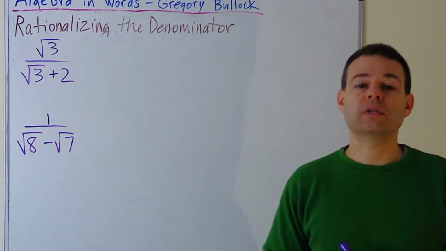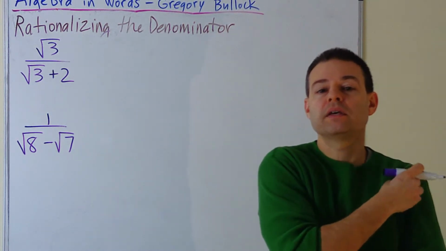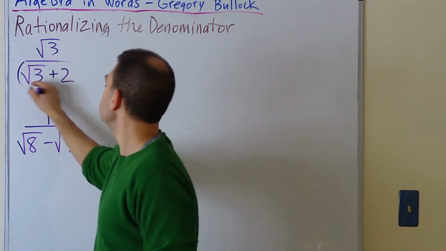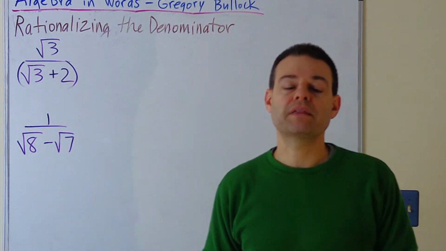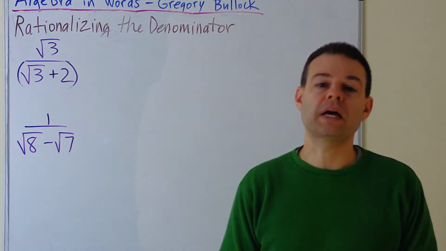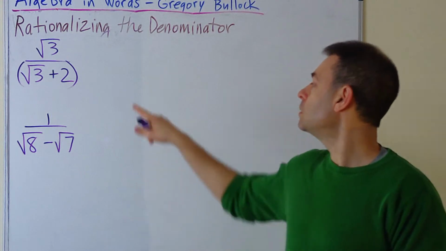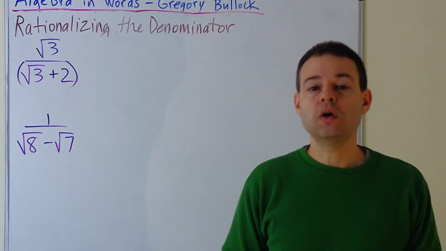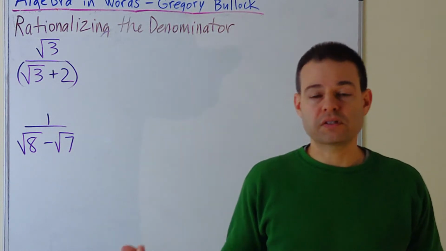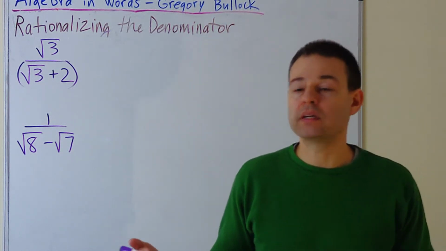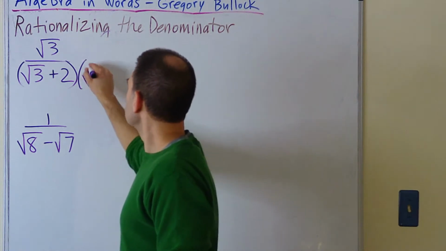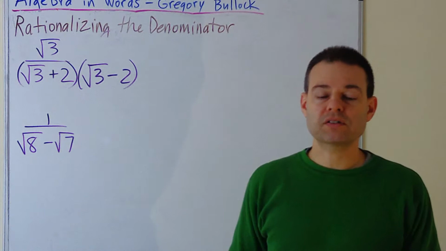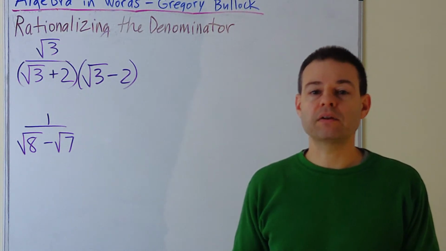So let's start with the top one. What I always recommend is to put any binomials in parentheses. So let's do that. Not essential, but I think it's helpful because we are going to be multiplying by binomials. Now, if we look at the denominator, the square root of 3 plus 2, what's the conjugate of that? It's the same terms with the opposite sign in between, which is the square root of 3 minus 2. And what you do to the denominator, do to the numerator.